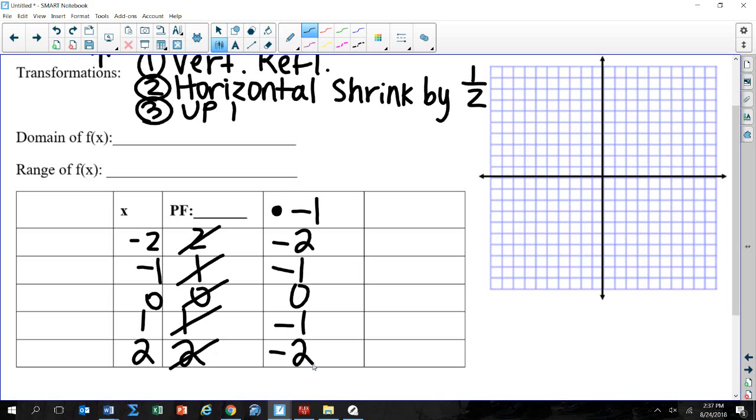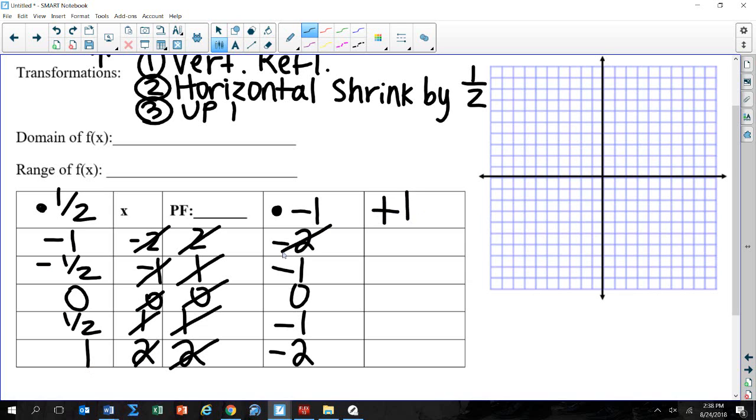Horizontal is your x values, so I'm going to multiply all my x values by that 1/2. Half of 2 is 1. Half of 1 is 1/2. 0 times 1/2 is 0. This is 1/2. Half of 2 is 1. And then the shift up 1, again, that's vertical movement. That's y values. If I add 1 to all of these, I get -1, 0, 1, 0, -1. There's my points. I'm going to take a second to plot those.